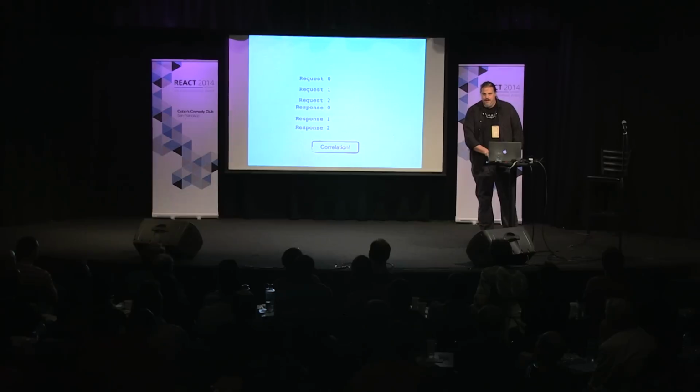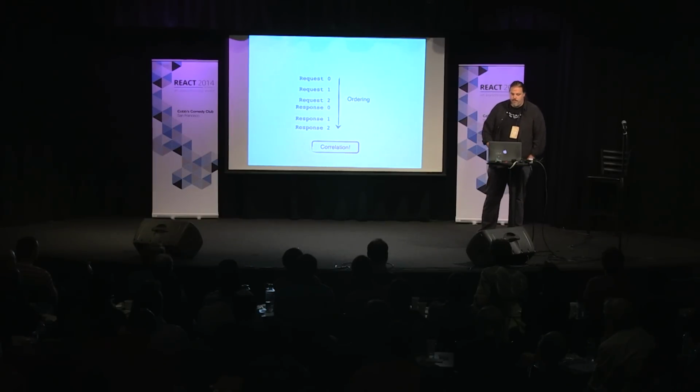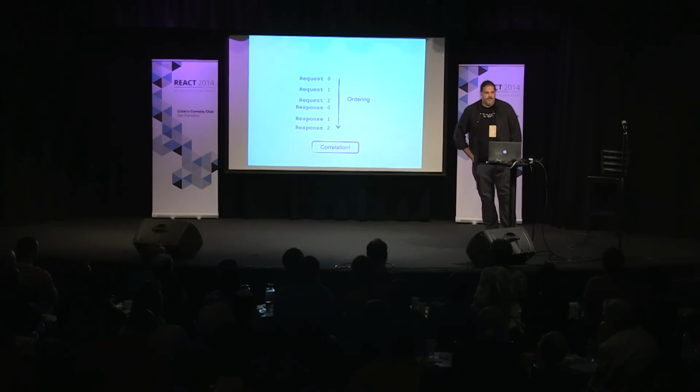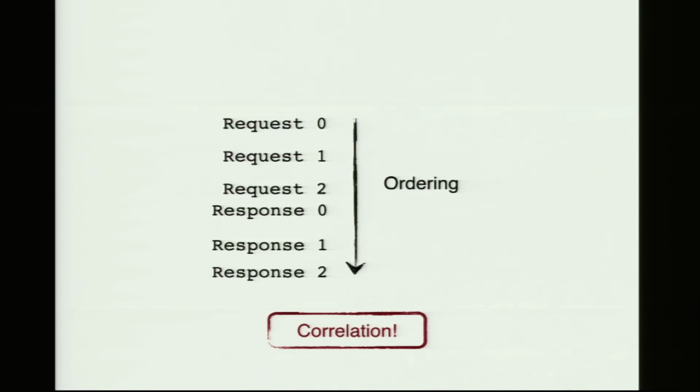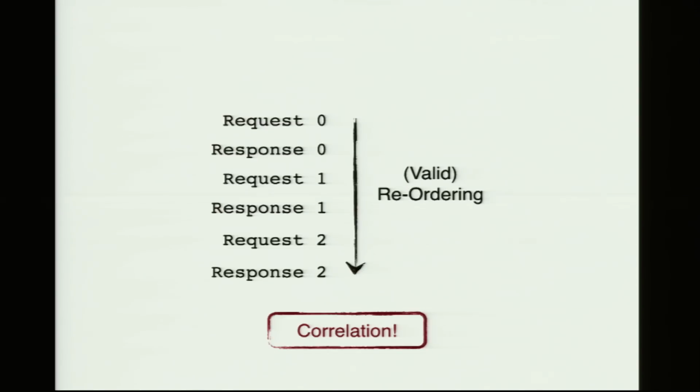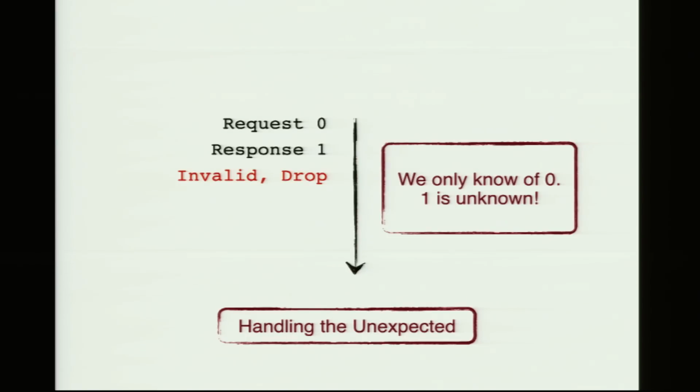Once you have this, you can get rid of the actual interactions because they don't matter. What matters is the ordering, and the relationship between those different requests and responses. In fact, I can change this up and it's still valid. I can reorder them, but a request has to come before its corresponding response, right? That's it. There's nothing more complicated than that. We can also handle the unexpected really easily. We can send a request for 0 and get back a response for 1, which we don't know about. What will we do? We just drop it.